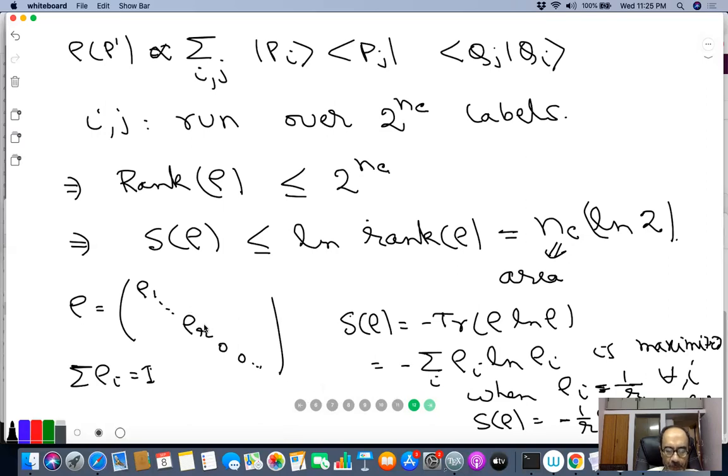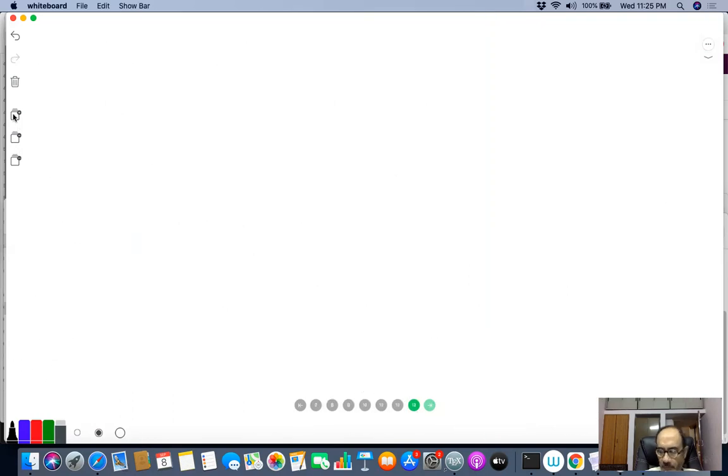Okay, so this will also play an important role. There is a bound on S, which is given by NC log 2, and the bound is saturated when rho has all eigenvalues the same. So let me write it again: S of rho is less than or equal to NC log 2.